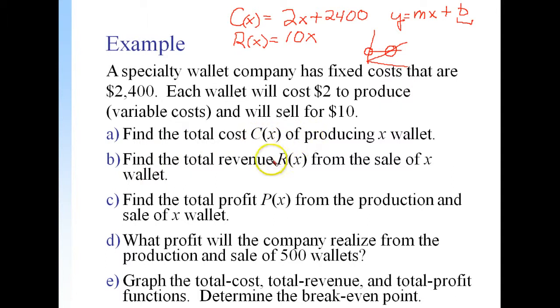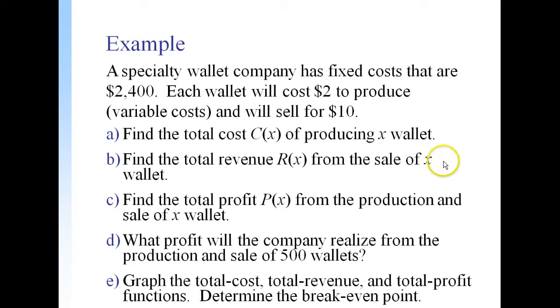So we did that, and we did this. So we need to find the total profit from the production of sale of X wallets. What profit will the company realize from the production and sale of 500? So here we're going to put 500 there and 500 there. And then graph the total cost and total revenue and total profit functions and determine the break-even point. Well, we gave you a little hint of what's going on here, and the slides do a good job in showing you this. So let's go ahead.